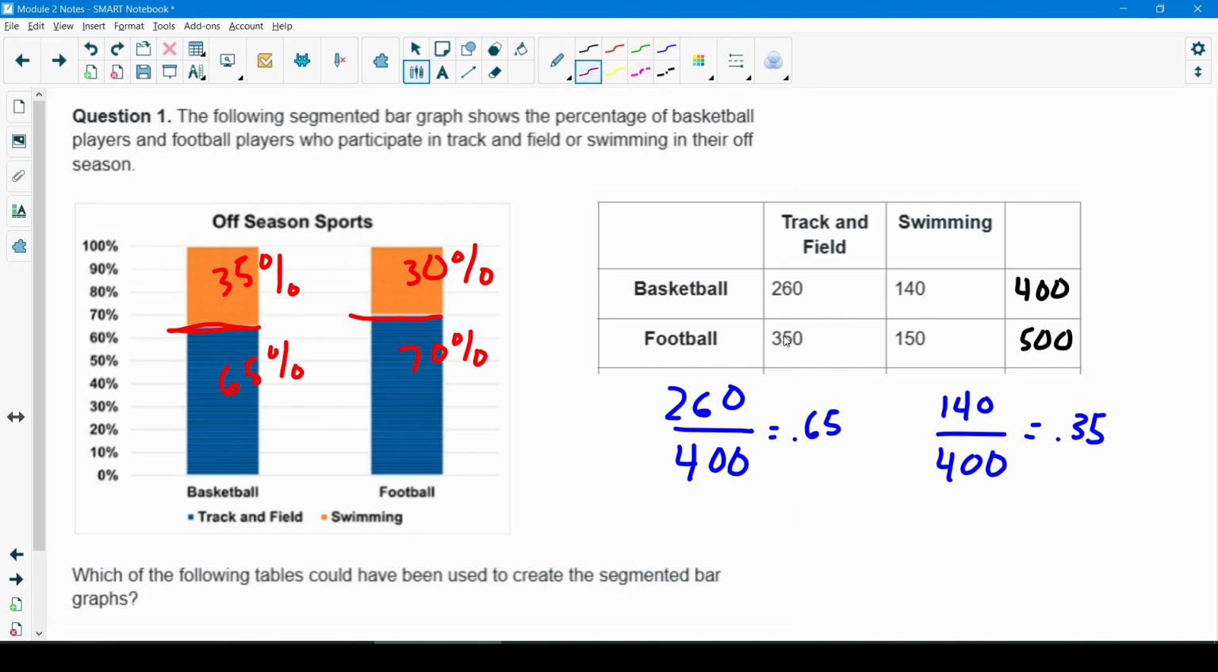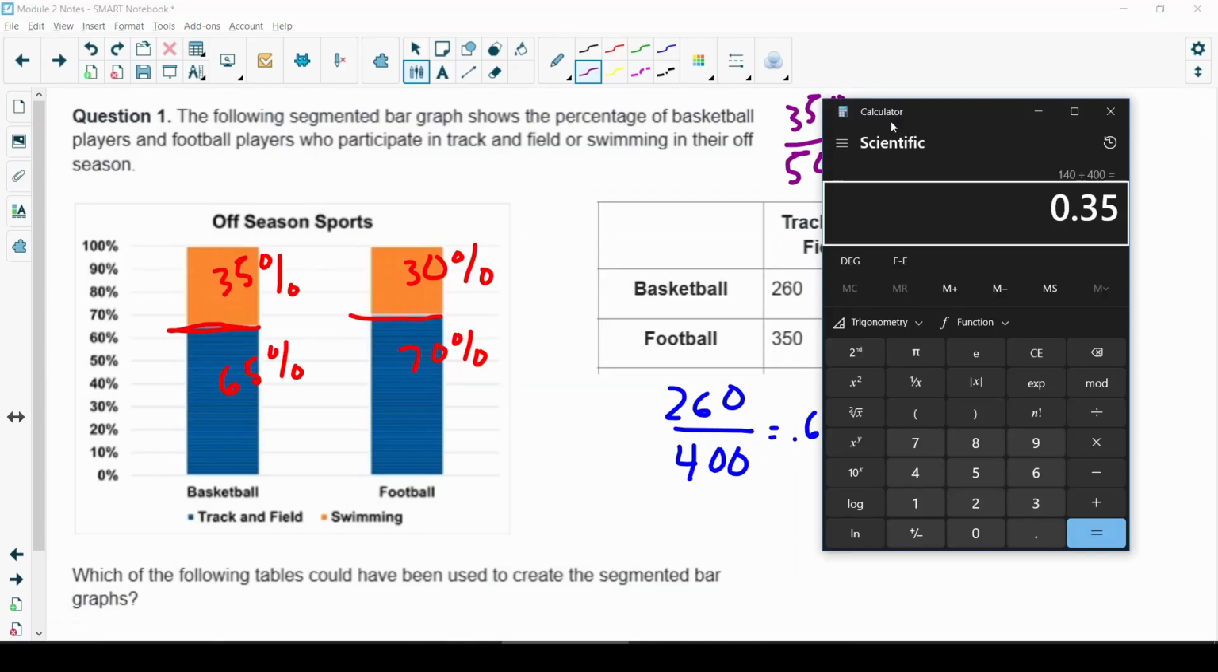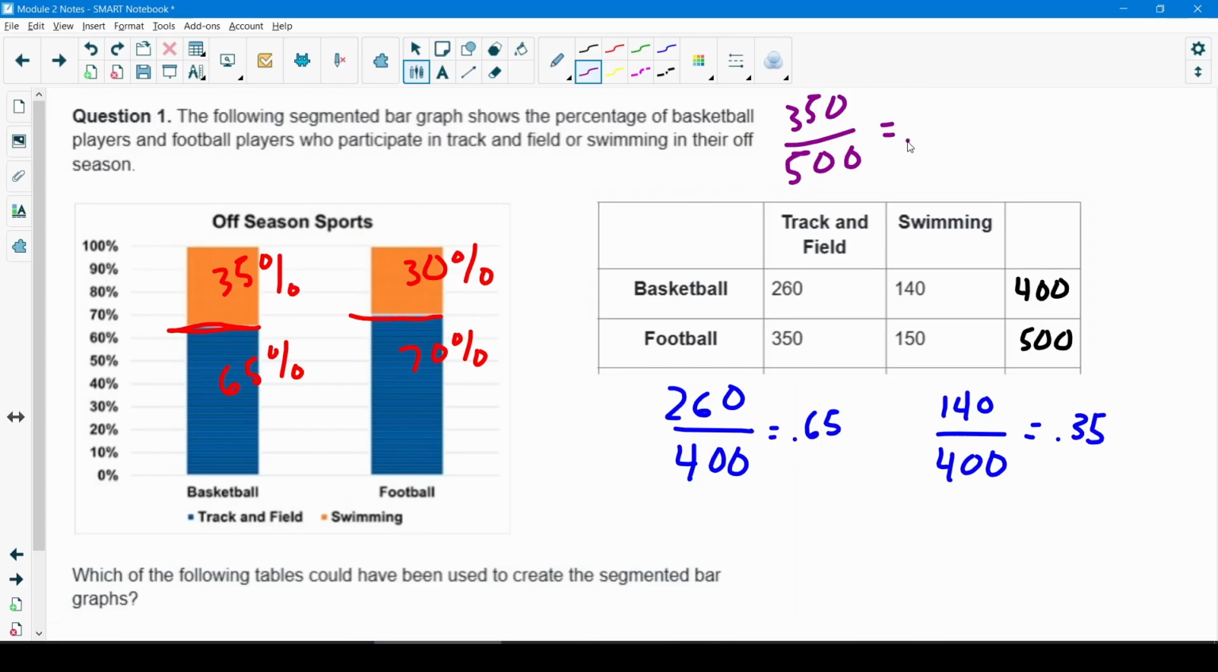I did start us off with the right one, but I'm showing you why we knew this was the right one. So for football, I will check that one also. So that would be 350 divided by 500. And if I divide that, there we go, I get 0.7 or 70%.